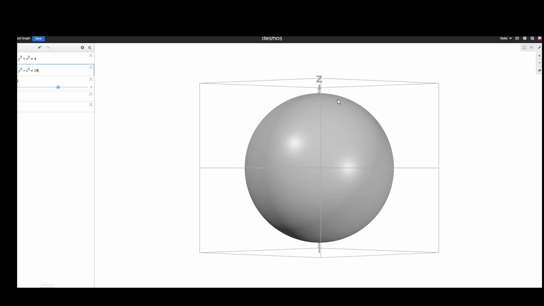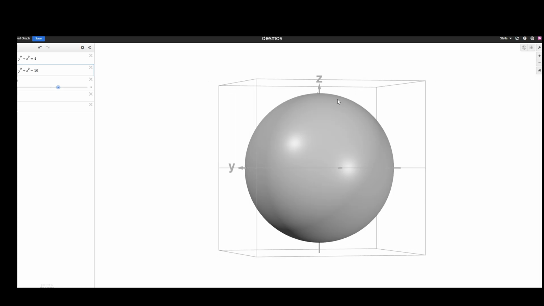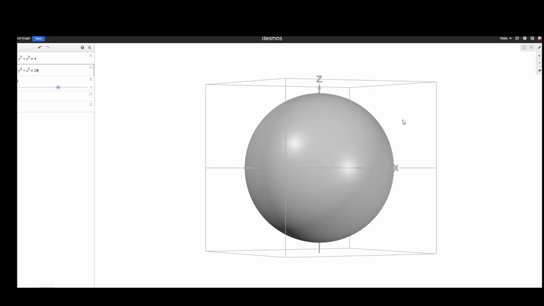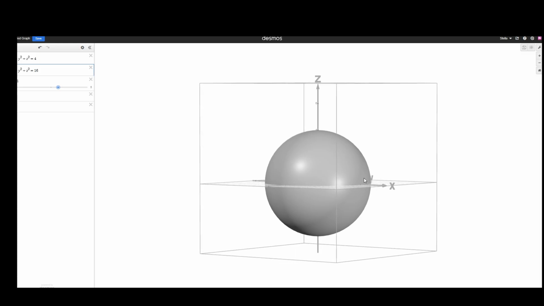The gray sphere represents x squared plus y squared plus z squared equaling 16, and it's going to have a radius of 4, because 4 times 4 is 16. That's shown here along the z-axis. The radius is 4, it's coming out to about 4 here. So this is our sphere.